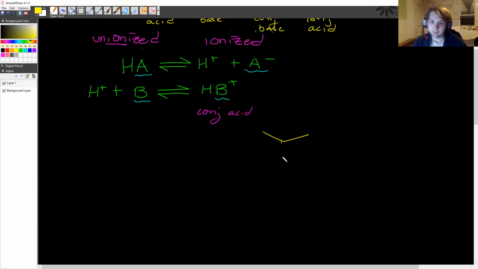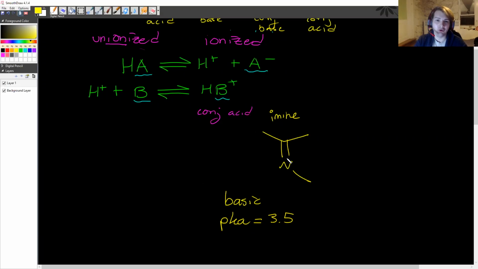Here we have the functional group, an imine, right? As we know, this is listed as a basic functional group. So what we're saying is that this functional group here, this imine, is basic. However, we say it has a pKa, I think, of 3.5. So how can a basic functional group have a pKa, an acidity constant? How is that possible? Well, the reason is because we're not describing the imine, we're describing the protonated imine.